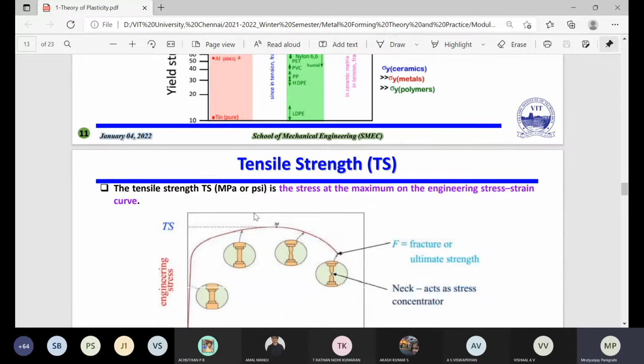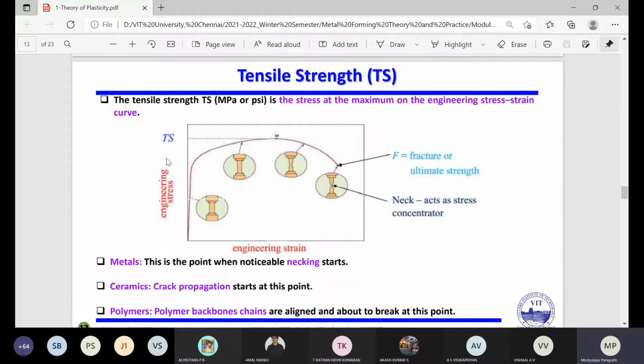And then next we have the tensile strength. If you have the graph of engineering stress and strain, you can find this is the tensile stress here. The tensile strength is the stress at the maximum on the engineering stress-strain curve. Whatever maximum you get, beyond this maximum it will decrease again, and you will find the fracture here. I put some schematic diagrams here also, showing how the necking is happening, then how it is going towards the fracture. In the case of metals, ceramics and polymers, the property is different, because normally we are talking about the fracture or the necking.